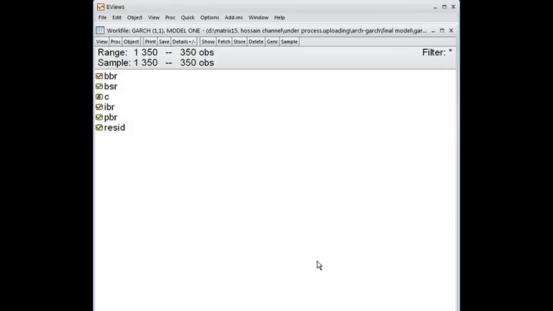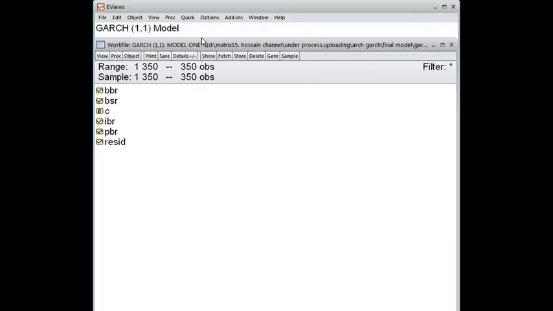Okay, today we shall develop a GARCH model, that is the GARCH(1,1) model. What is 1,1? It means one ARCH term and one GARCH term. So in this GARCH(1,1) model, there will be one ARCH term and one GARCH term. That we shall develop today.